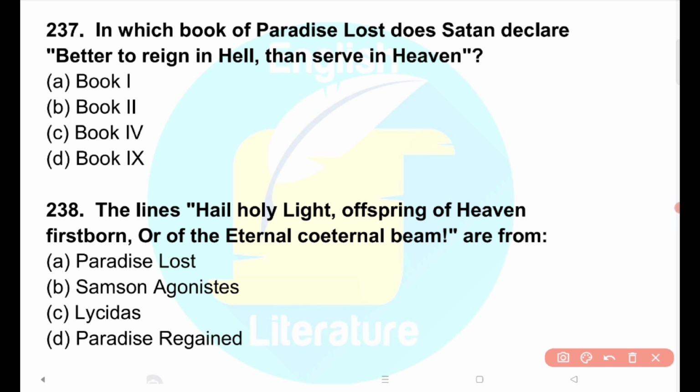The lines Hail, holy light, offspring of heaven, firstborn, or of the eternal beam are from option A, Paradise Lost. These lines are from book third of Paradise Lost. Milton, who had become blind, begins this book with an invocation to holy light symbolizing divine wisdom.